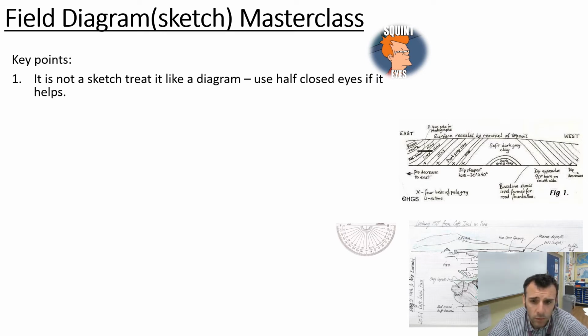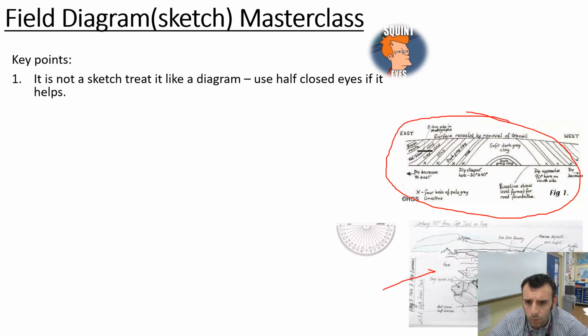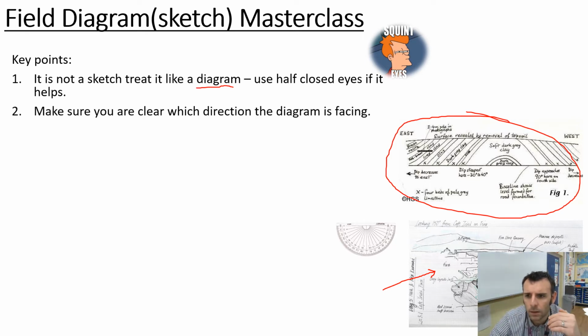It is not a sketch. These diagrams that you can see here on the right hand side, this one, and also the one below here, which I'm sort of partially hiding, is a diagram. Treat it like that, and this is where the half closed eyes go in. You're looking to pick out key features, and if you do that through half closed eyes, you will just pick out the key boundaries. You can see on this diagram here, the bedding planes are very straightforward.